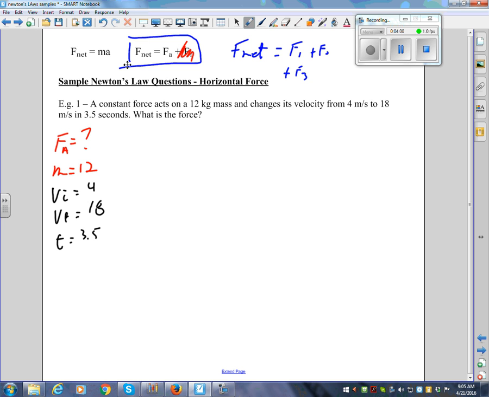So step 1, find A. How do we find A? Delta V over delta T. I don't have delta V, do I? I got to find it. Delta V is VF minus VI. Did you see how I sort of worked backwards there in my mind? Delta V is VF minus VI. 18 minus 4, 14. You can all do the math. The arithmetic's not hard. It's the logic, right?